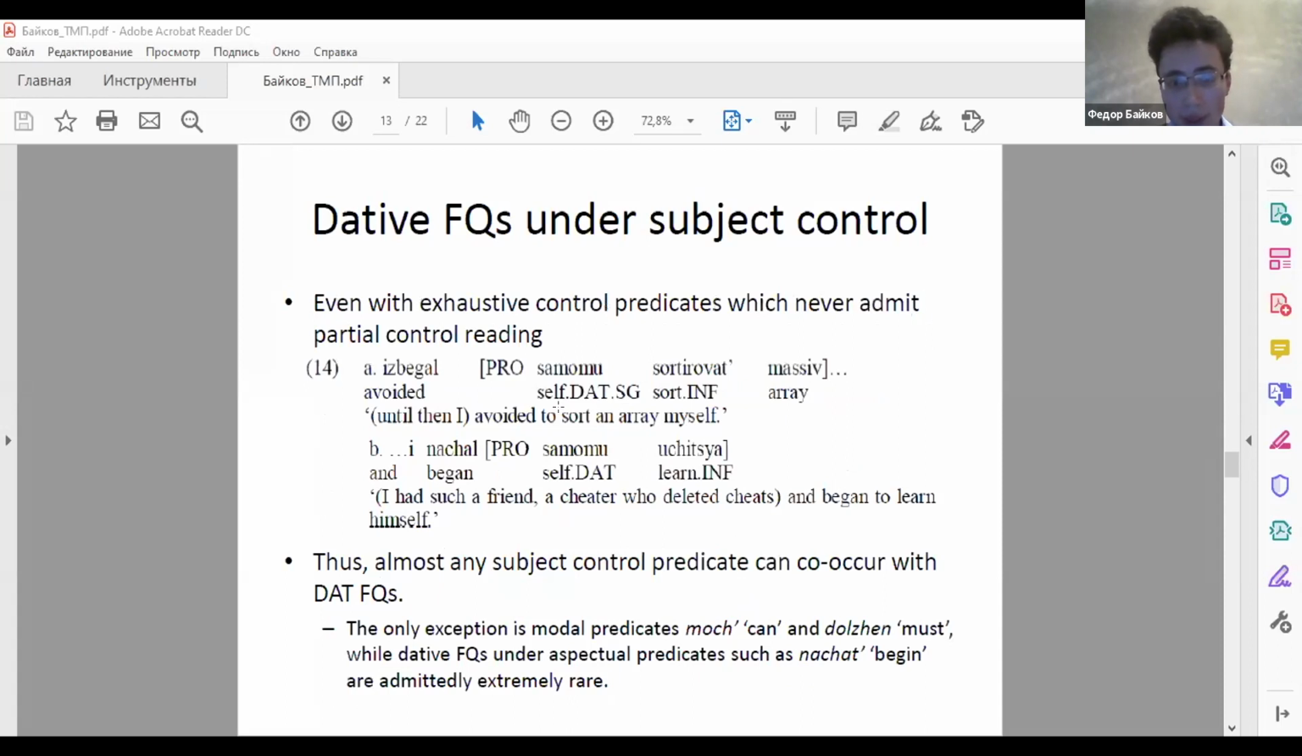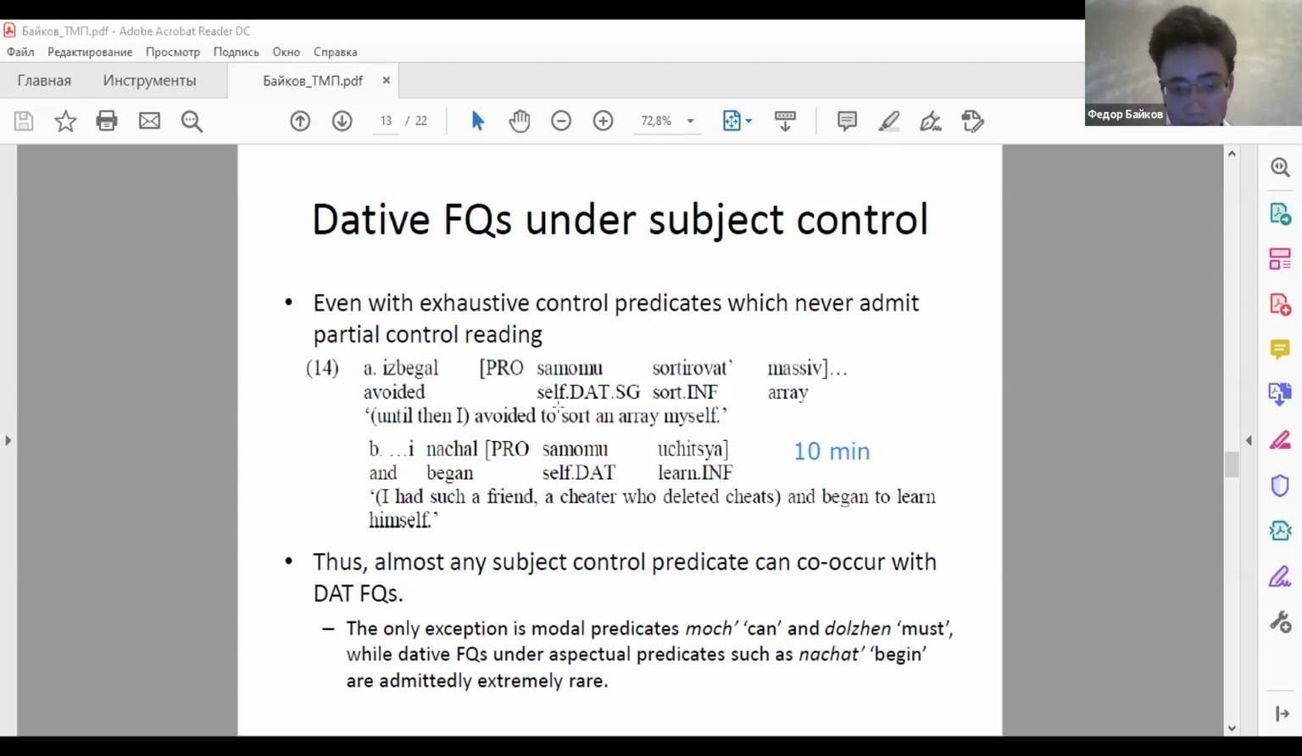But all the matrix predicates on the past slide were partial control predicates. That is, they admit partial control readings under some circumstances. But even with exhaustive control predicates, which never at all admit partial control readings, dative floating quantifiers can be found. For example, such predicates are избегал, avoided, and начал, began. Thus, it seems upon examining internet usage materials that almost any subject control predicate can co-occur with dative floating quantifiers.